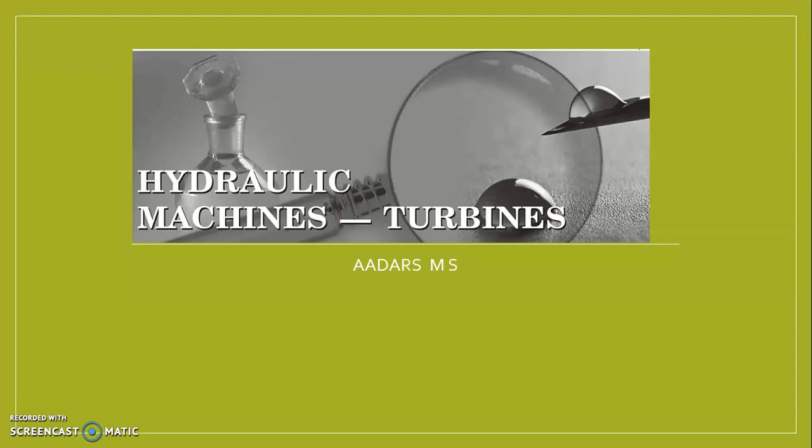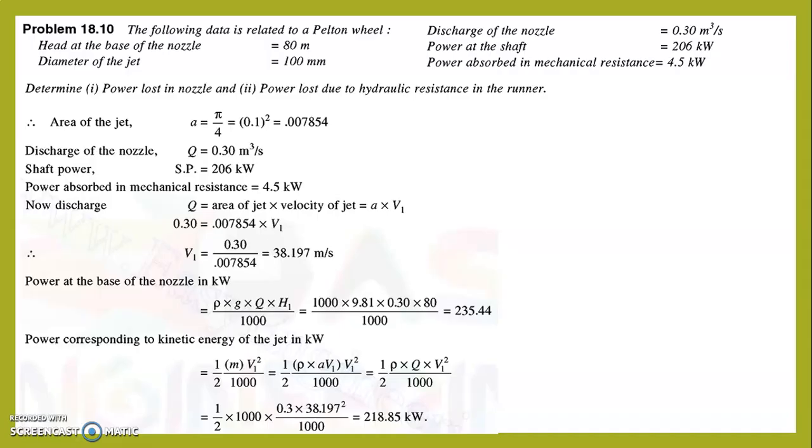We will be discussing some more problems regarding our Pelton wheel. Here is our question that we are following for the Pelton wheel. Head is given as 80 meter. The diameter of the jet, small d, is given as 100 mm. Discharge through the nozzle, capital Q, small q, is given as 0.3 meter cube per second. Power of the shaft is 206 kilowatt. Power absorbed in mechanical resistance is 4.5 kilowatt.